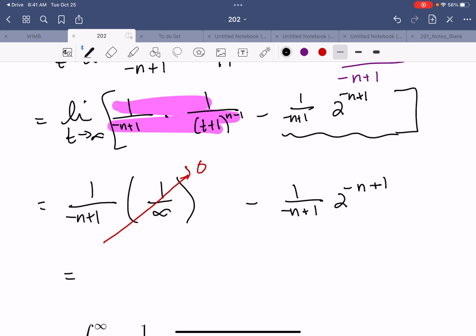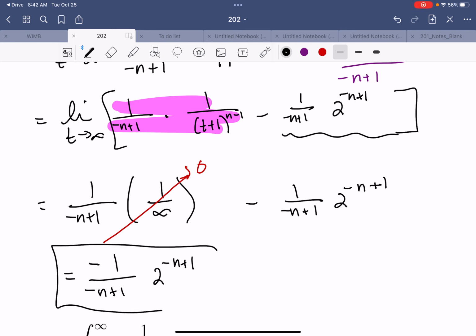And so your integral value is negative 1 over negative n plus 1, times 2 to the negative n plus 1. And that's your final answer. So this one actually is convergent.